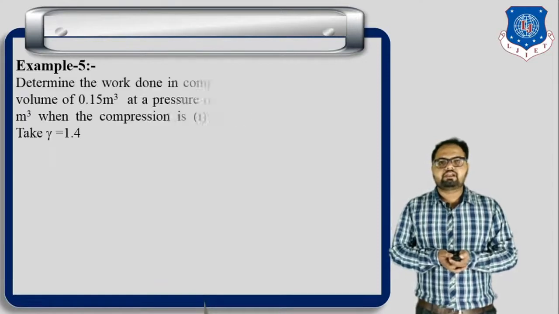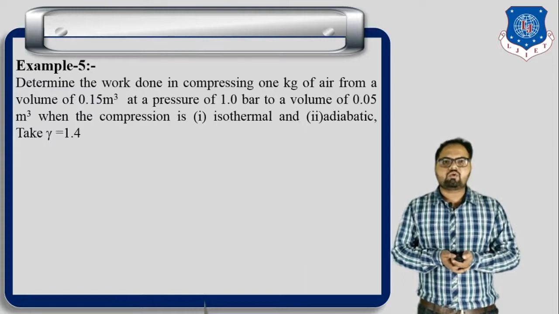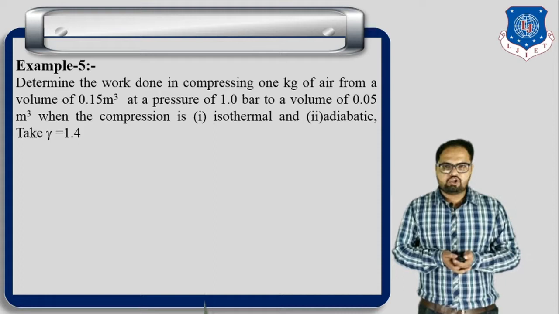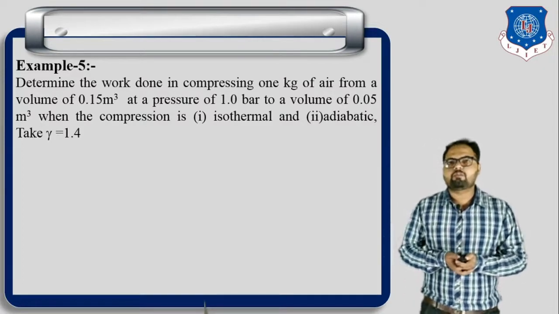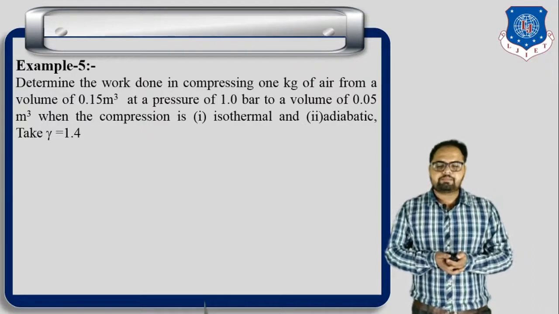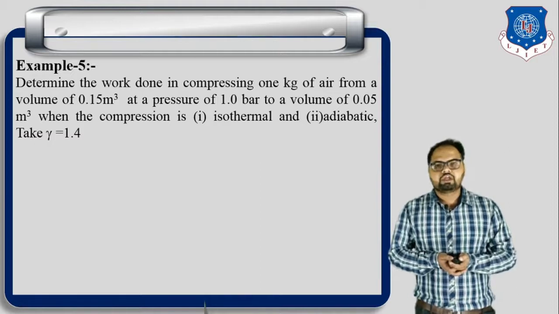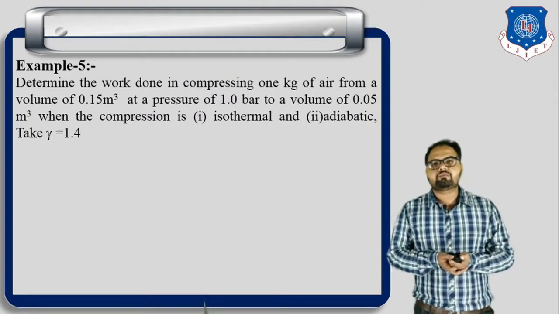The next numerical is: determine the work done in compressing 1 kilogram of air, so the mass of the air is 1 kilogram, from a volume of 0.15 meter cube, that is volume V1 is equal to 0.15 meter cube, at a pressure of 1 bar, P1 is equal to 1 bar, to a volume of 0.05 meter cube, that is volume V2 is equal to 0.05 meter cube, when the compression is isothermal and adiabatic. Here take gamma is equal to 1.4.